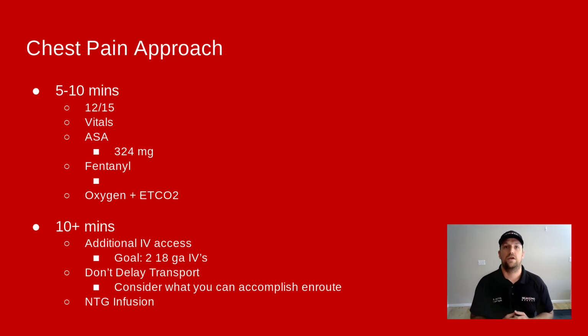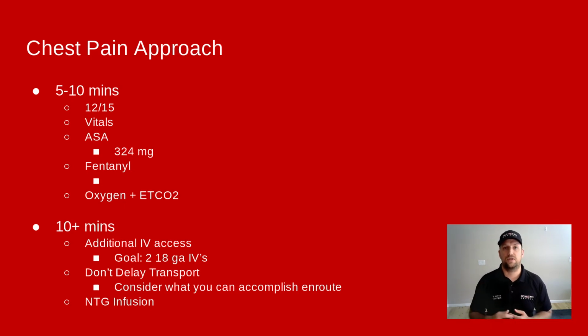Next, fentanyl. Fentanyl works in 2 ways. One, it will help reduce anxiety. It's got a small anxiolytic effect. And next, it reduces pain. Reducing anxiety and pain will reduce the myocardial oxygen workload or demand because the sympathetic tone is lower.